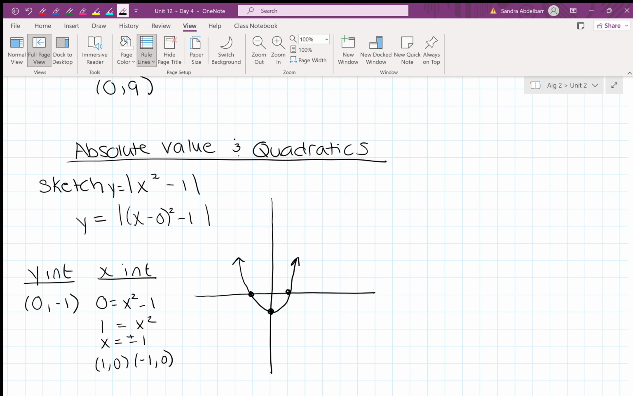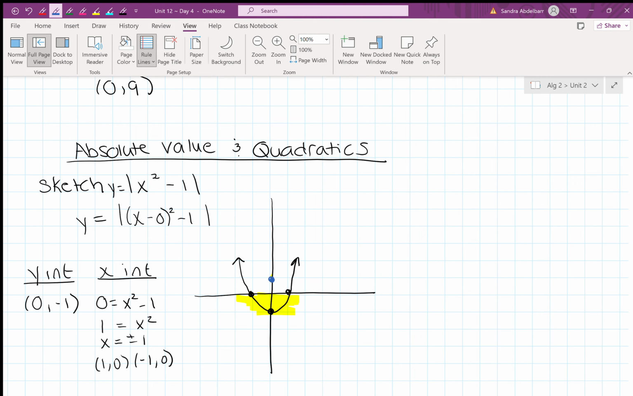Now we take the absolute value of this parabola. What does that mean? That means y has to be positive. Well, where is y negative? Everything underneath the x-axis means y is negative. Do we all agree with that? So it's not that it disappears. What happens when you take the absolute value of a negative 1? It becomes positive 1. So when I take the absolute value of this point, 0, negative 1, it becomes 0, positive 1. So that's this point up here.